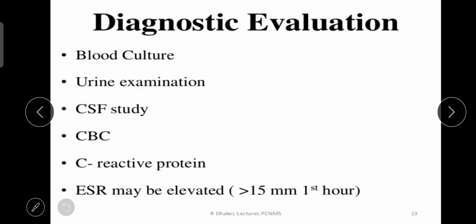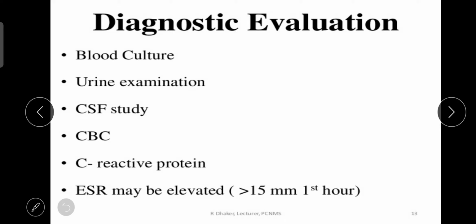The next one is diagnostic evaluation. To find out the infection, what diagnostic criteria do we have to follow? The first one is history collection and physical examination, which is a common diagnostic evaluation for all disease conditions. The next one is blood culture, to find out which bacteria or which virus is responsible for the infection.